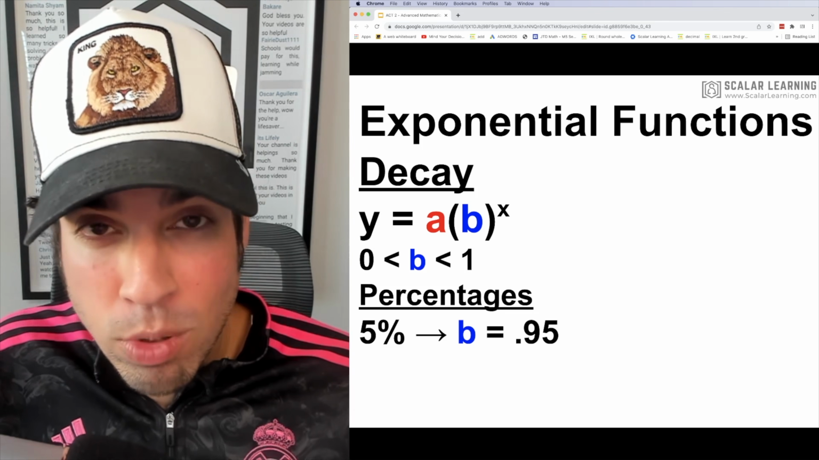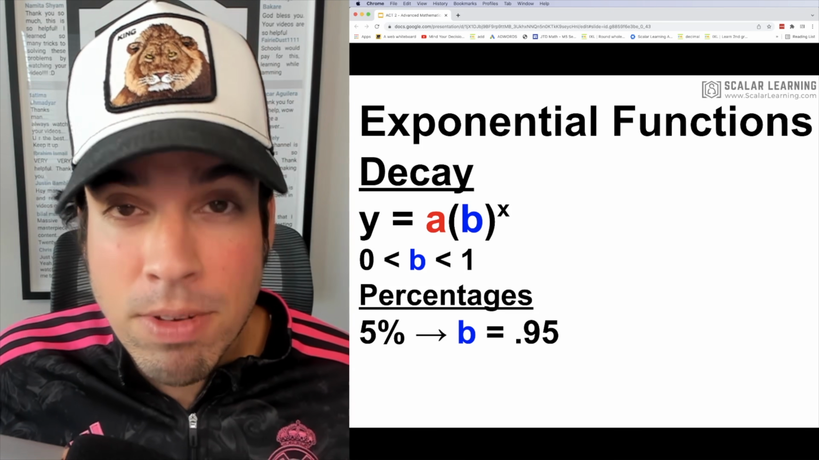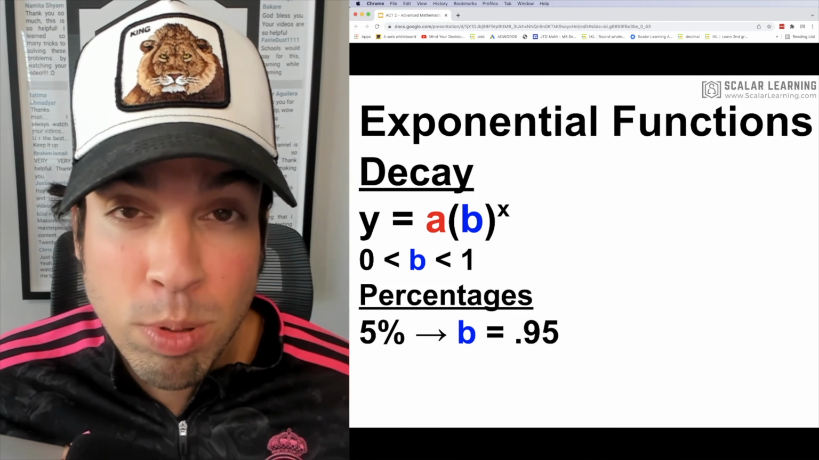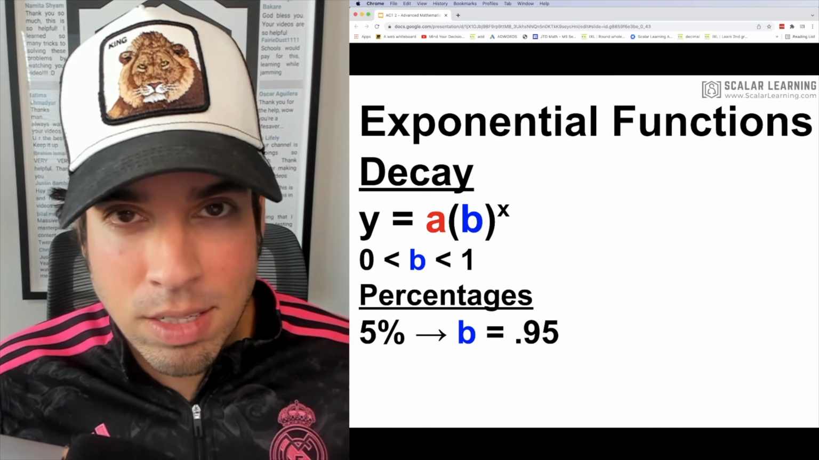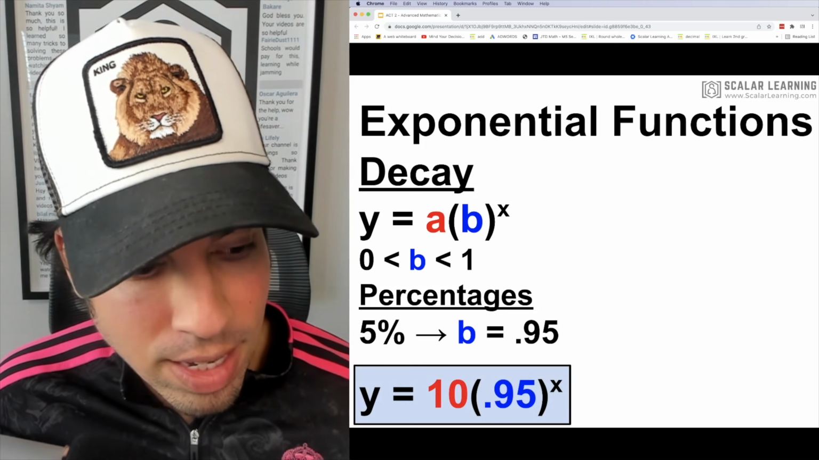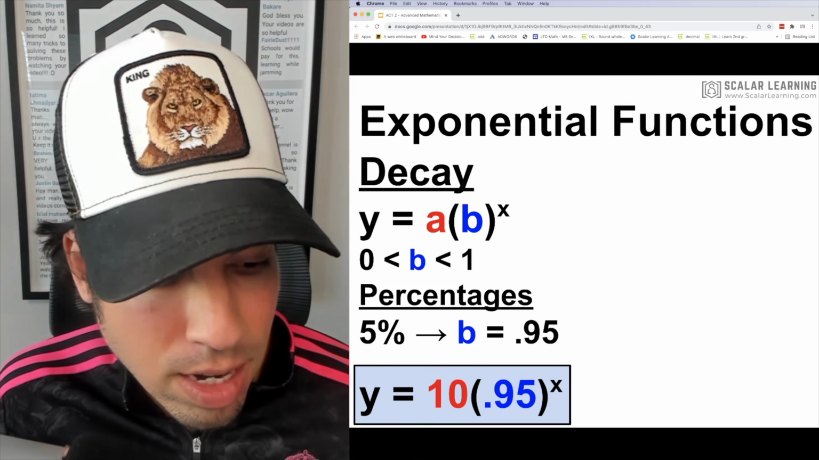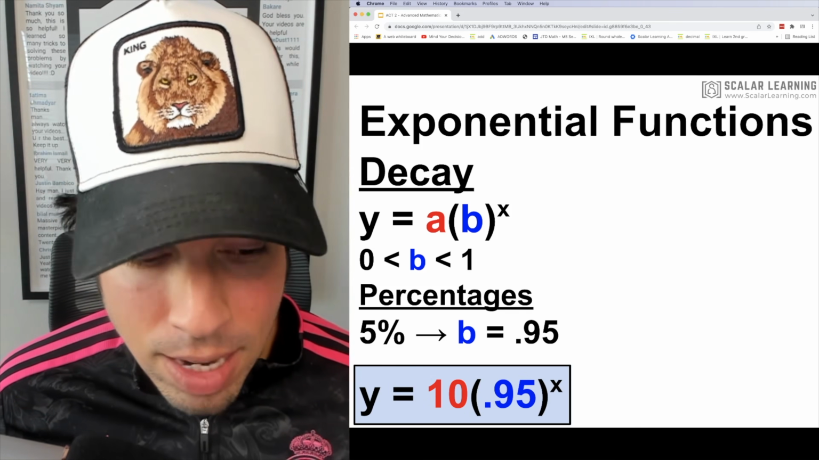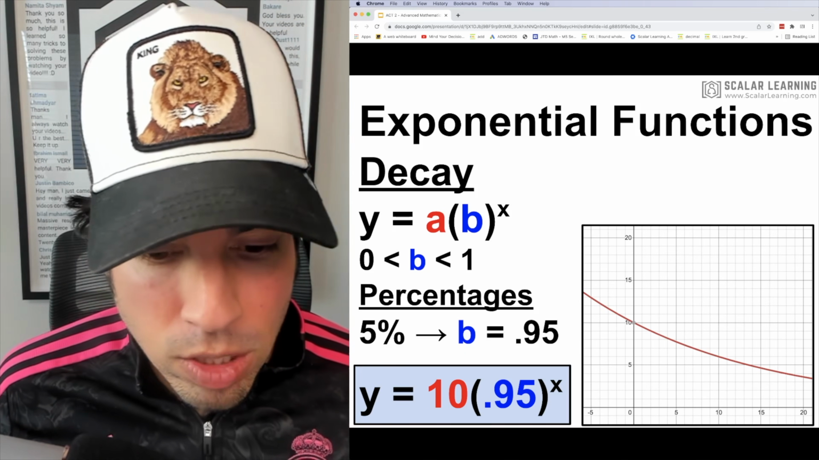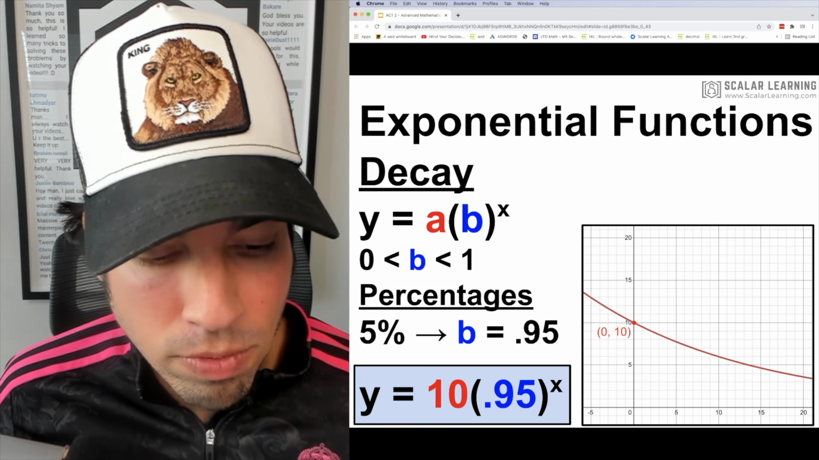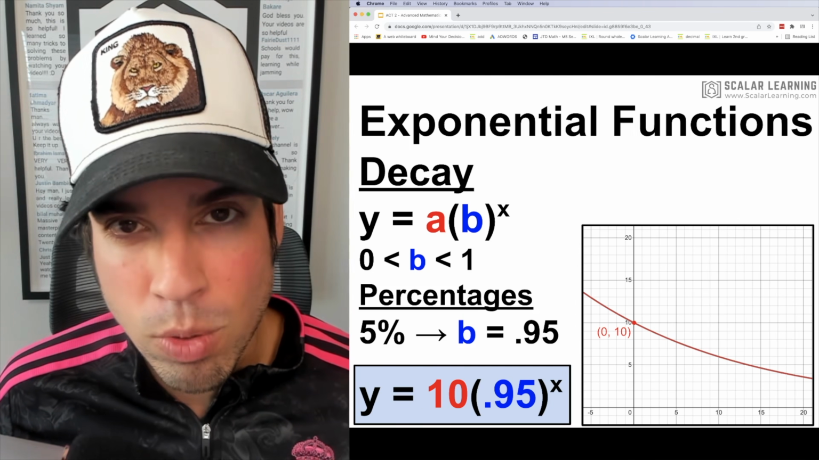So it's 1 minus 0.05, which would be 0.95. If it's a 10% decay rate, you'd put 0.9. A 40% decay rate, you'd put 0.6, etc. So here's what this function would look like. Again, an initial value of 10 and that decay rate of 5% represented by 0.95, and the graph would look like this. You see now it's going down as we go to the right. Again, we've got an initial value still at (0, 10) for the y-intercept.